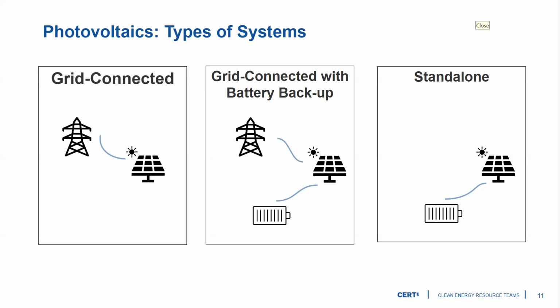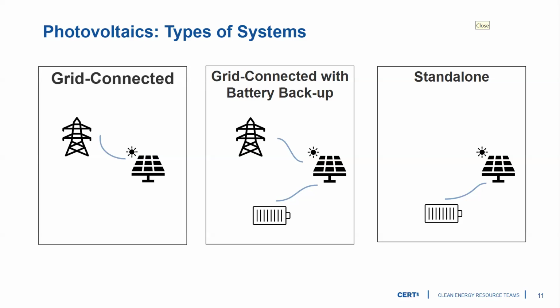If you want to have backup during those times, then what you need to have is grid connected with battery backup. And that's going to have your interconnection with the grid, but also a battery bank that you charge with your solar array. And then when there's an outage, your system will cut its connection with the grid. It'll shut that off so that it's not feeding anything back onto the lines, and just connect with your battery bank and your home. So that's your grid connected with battery backup.